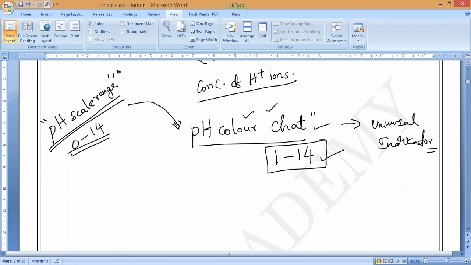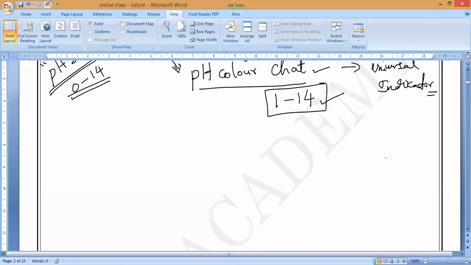Now, let us discuss the colors produced by universal indicators. Each and every color is one MCQ. So those who remember all the colors of this universal indicator will get good marks in the board exam.